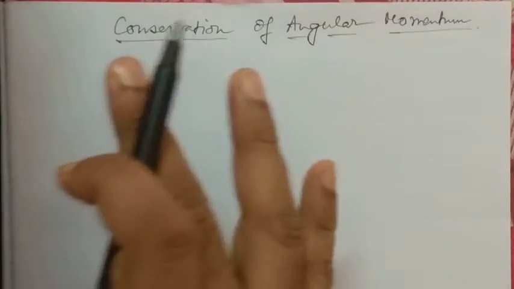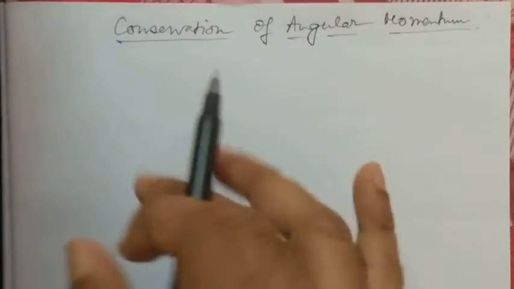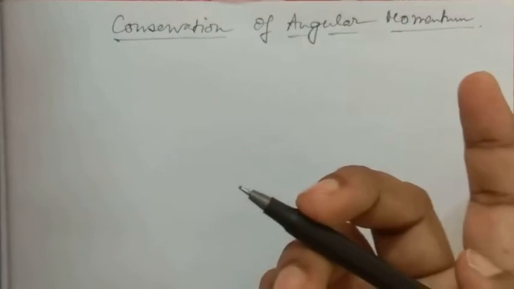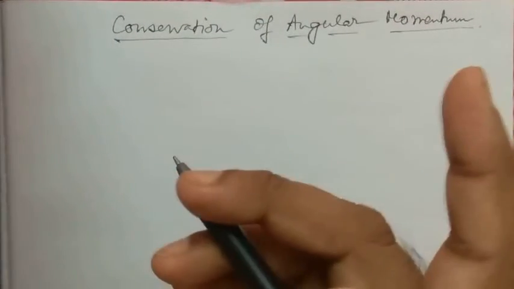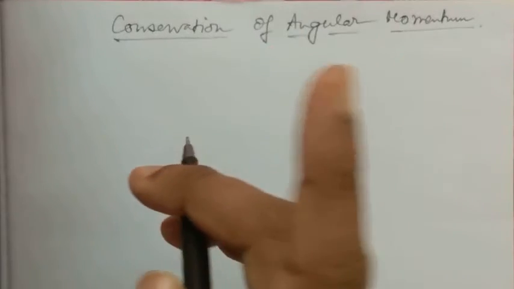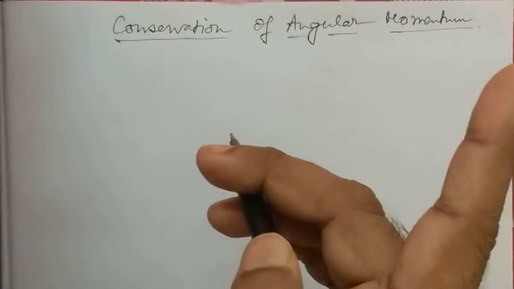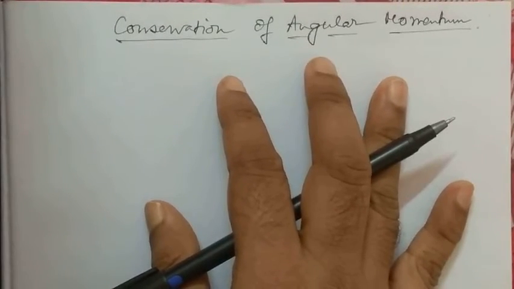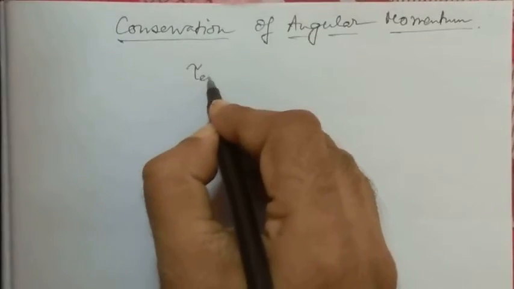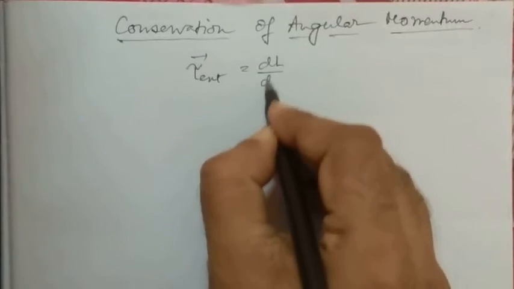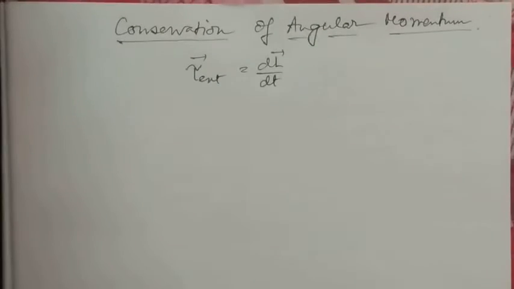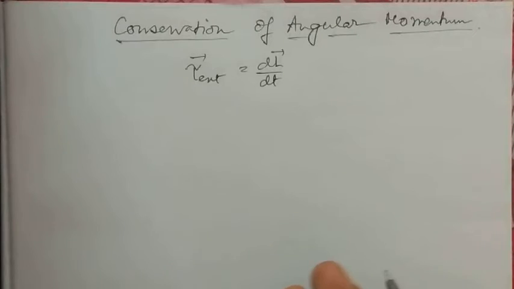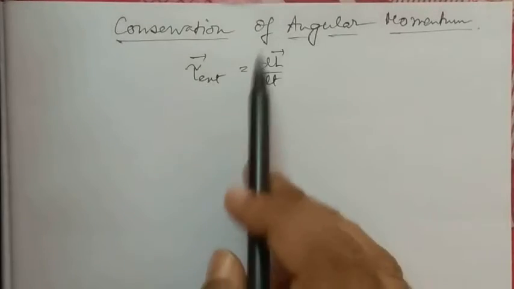Now we start with the conservation of angular momentum. So far we have studied two very powerful conservation laws: the conservation of linear momentum and the conservation of energy. Here we are going to study the third law, the conservation of angular momentum. Now what is that? Tau external is equal to dL by dt. We have learnt this in the previous page.